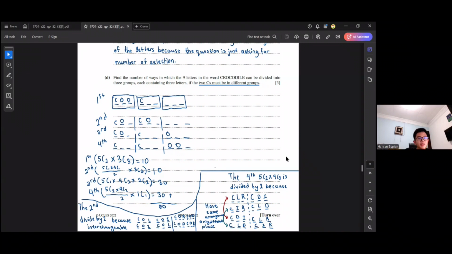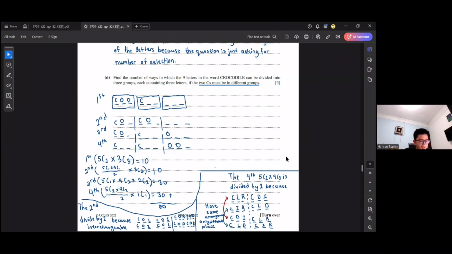It's the same mechanism. 5 choose 1 because the first box has only 1 gap left. The second one, 4 choose 2, because there are 2 gaps left and the 1 is already taken, so it's only 4. And the last one is 2 choose 2 because there are only 2 letters left available and 2 gaps available. The last one is 5 choose 2 times 4 choose 2 over 2 times 1 choose 1.